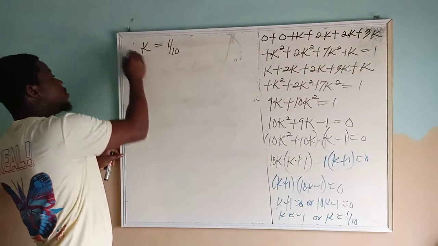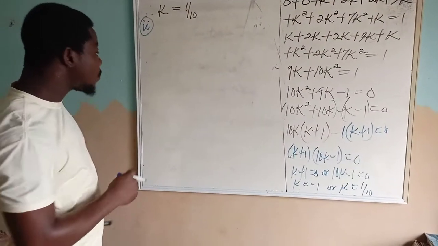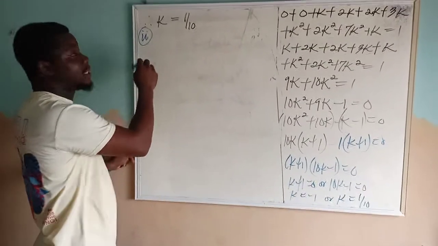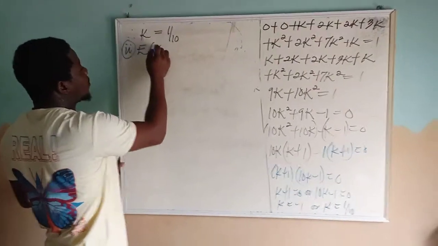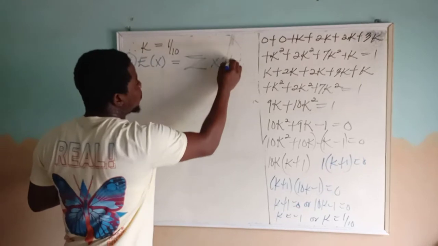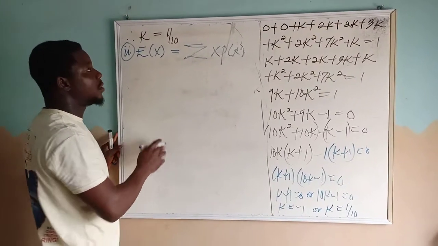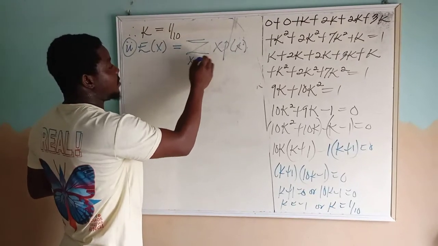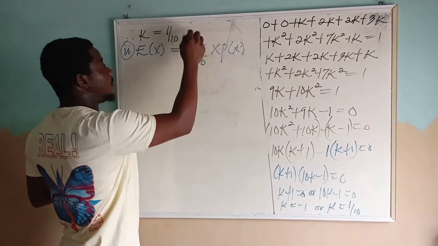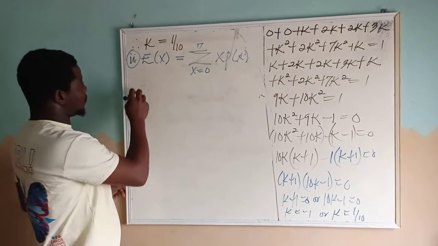And then secondly, we have to look for E of x, which is the expected value of x. And then for us to do that, your E of x, I told you before now, that is always equal to the summation of x, P of x. That's the formula for calculating E of x when it comes to mathematical expectation. Don't forget, x ranges from 0 this time around to 7.